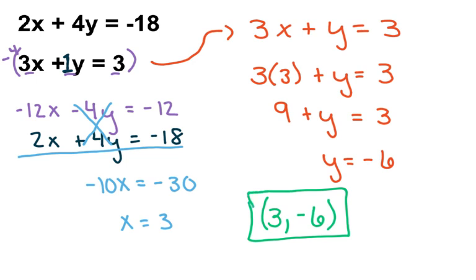Again, it's always a good idea to check your answer. So I'm going to just kind of do that. 2 times 3 is 6. 4 times negative 6 is a negative 24. So 6 plus negative 24 is negative 18. So it works for the first equation. 3 times 3 is 9. Plus negative 6 is 3. So we know that that'll work for both equations.